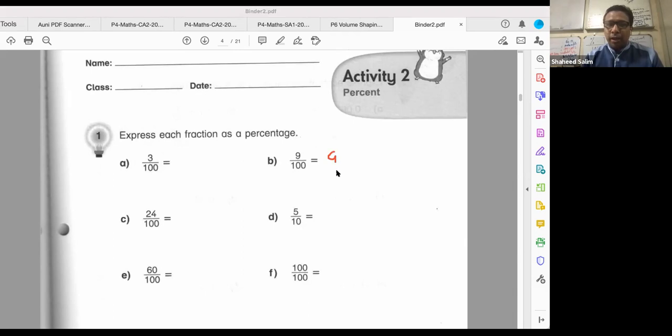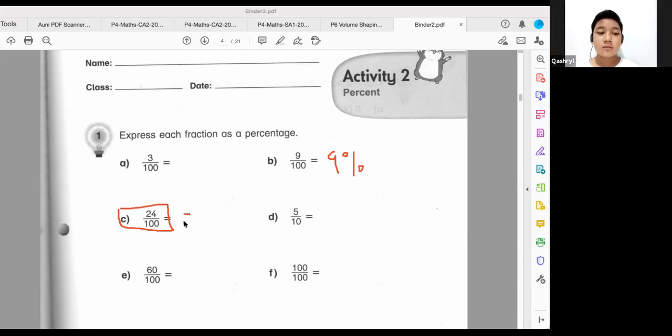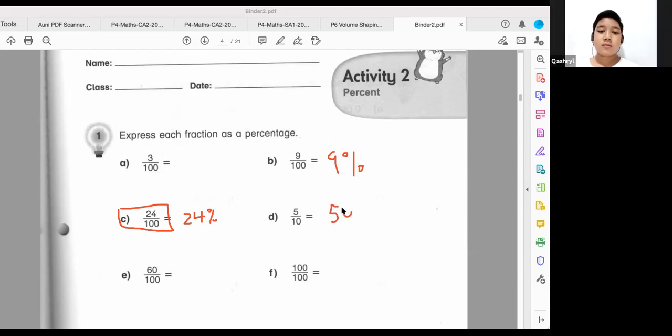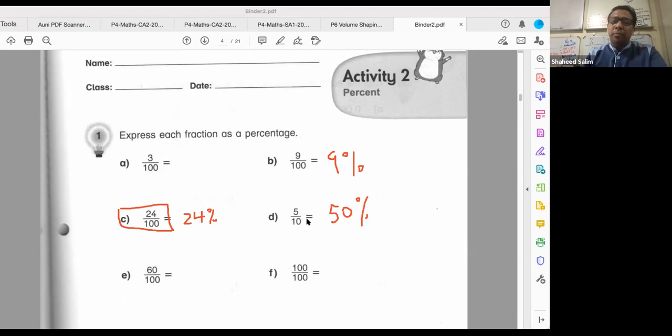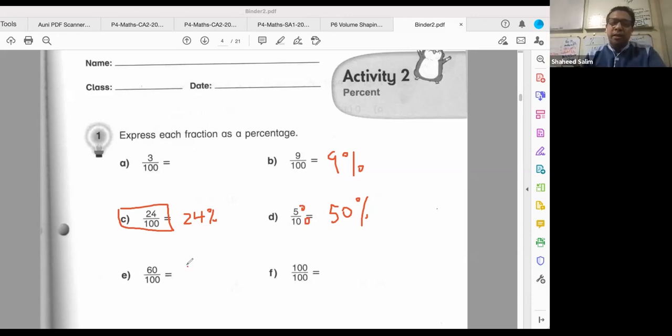Okay, Mr. Putra, how many percent is number C? 24%. See, Putra says, hey, give me something difficult. Okay, I give you something difficult. Okay, now, D. What's the answer for D, Putra? How many percent is this? Let's change it to 100. 50%. So how you get 50%? You times by 10, times by 10, 50%. Goes to 100, then yes.